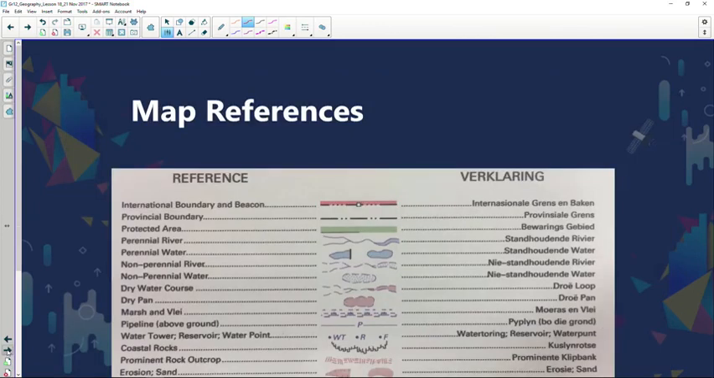Now, it's very easy to be able to determine the different types of rivers. If we quickly look at this slide over here with our references, as you can see, there's a perennial river. A perennial river flows right throughout the year. A non-perennial river is usually seasonal rainfall. So that's another clue to tell you how much rainfall the area of Paarl receives.